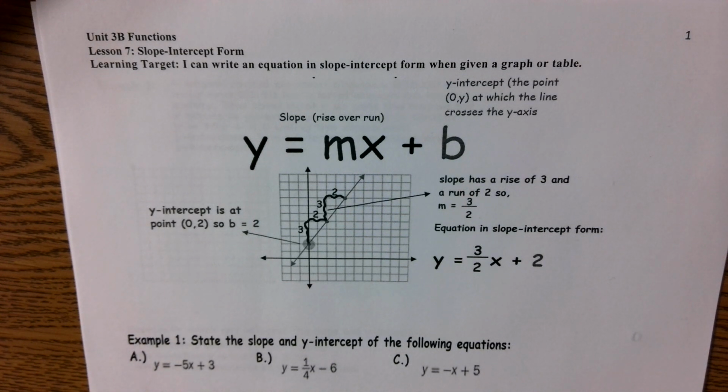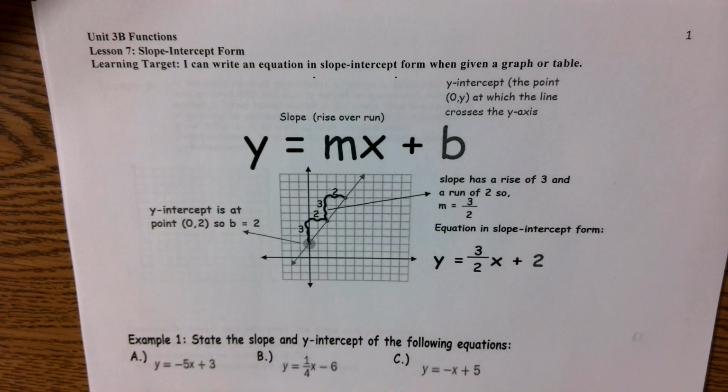So one of the things that we're covering for today, like I said, we're doing a double lesson today, but the first part that we're going to cover for today is called slope-intercept form. So you guys already know how to find the slope. Remember, slope is our rise over our run.